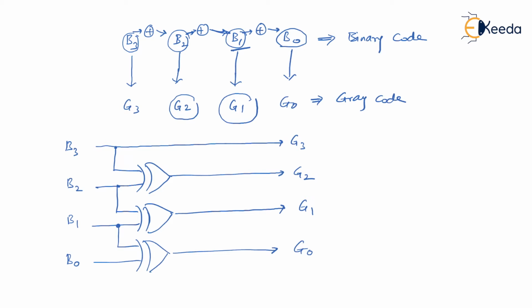That's it. So what we have done is the binary to gray code converter. I'm sure you have understood binary to gray conversion. Let's move to the next topic, that is gray to binary code.